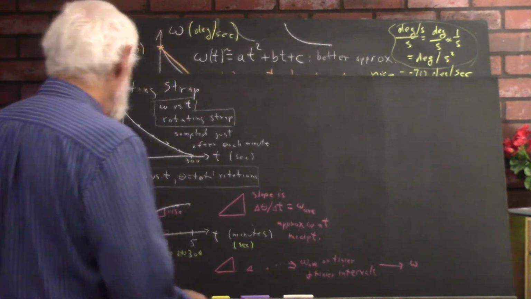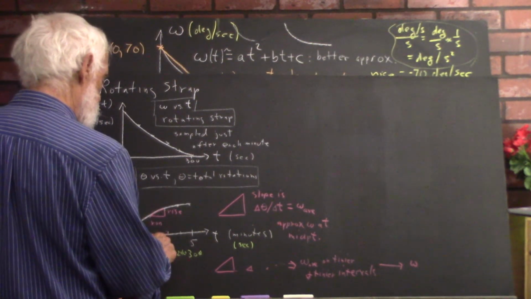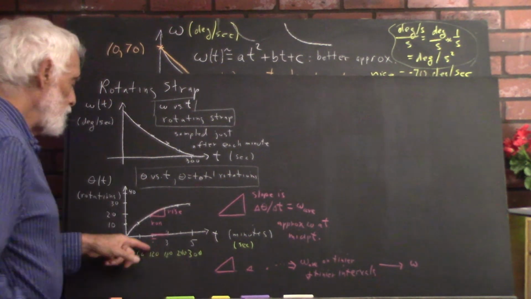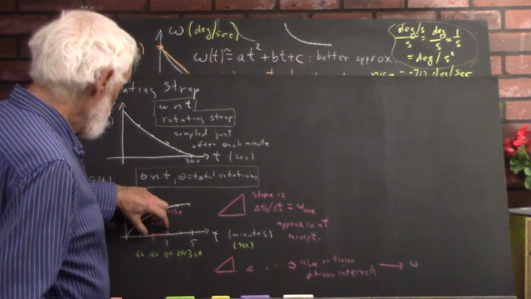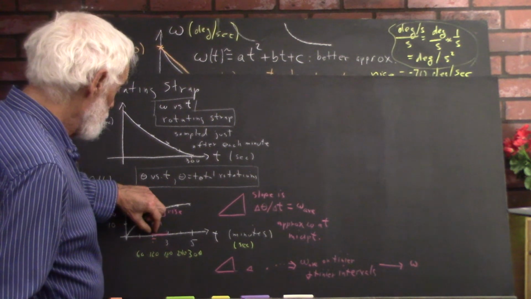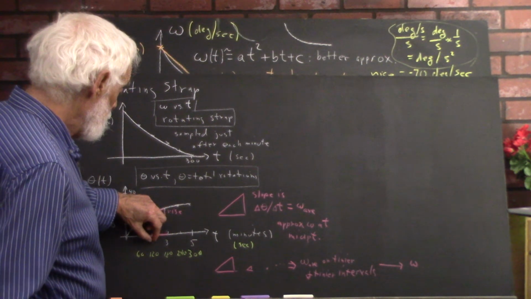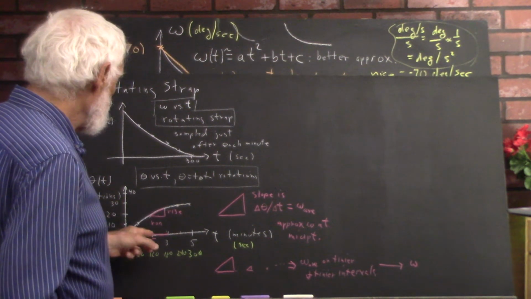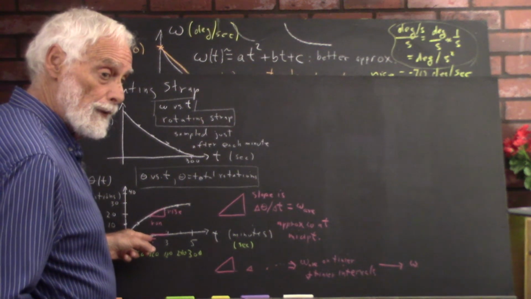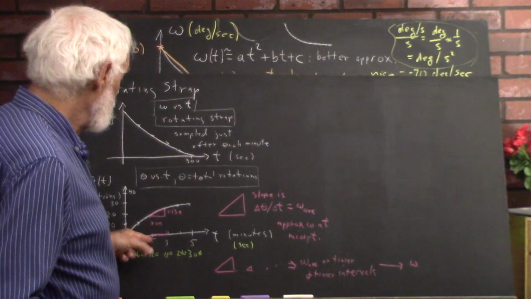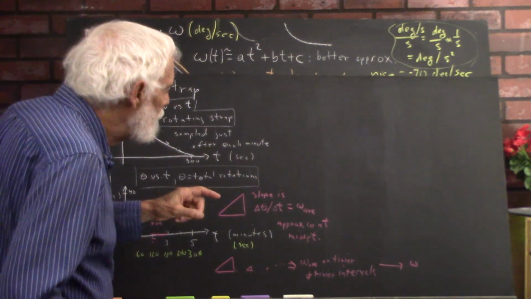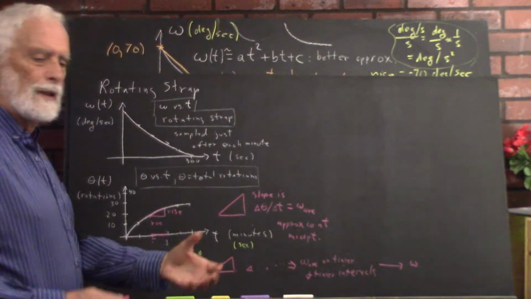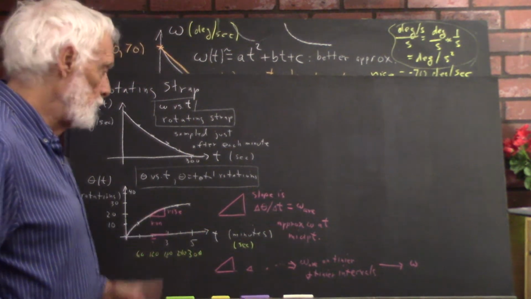let's say the intervals run like this, and then the next interval is like this, and the next interval is just a little tiny interval like this. Okay, so a 1 minute time interval, maybe a 10-second time interval, maybe a 1 second time interval. Starting at 2 minutes, then the approximate omega at the midpoint is going to become the exact omega at 2 minutes.